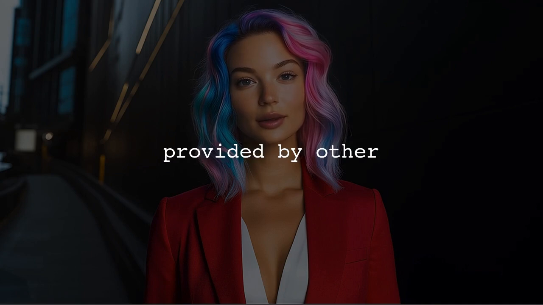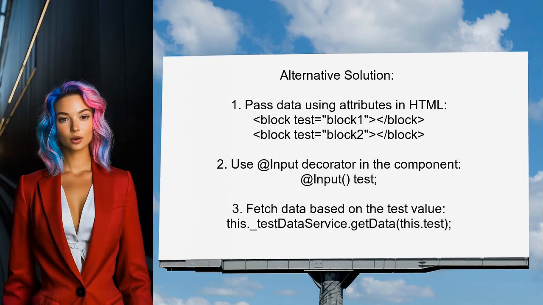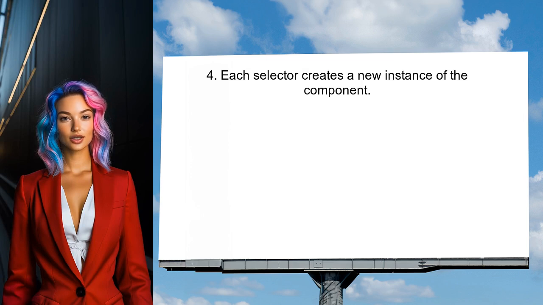Now let's look at the answers provided by other users. An alternative approach suggested by a user is to pass data from the view to the component using an attribute. In the HTML, you can define the component with different test attributes like block1 and block2. Then, in the component, you can use the @Input decorator to receive this value. This allows the component to fetch different data based on the test attribute provided.